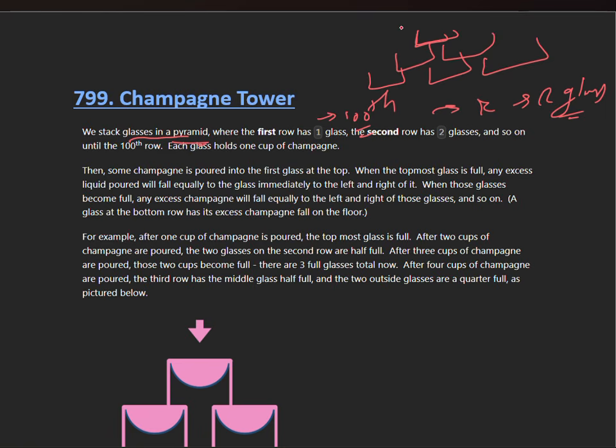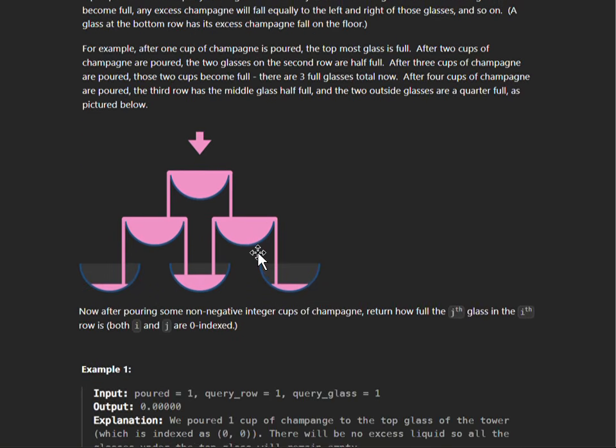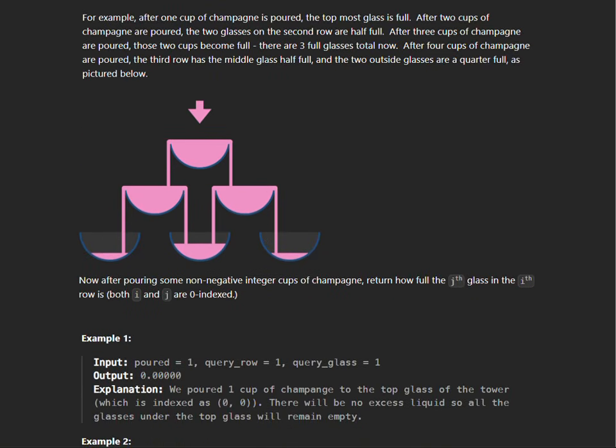Now, if we pour champagne on the top glass, and each glass has a capacity of 1, first it gets filled, and once it is completely filled, the champagne overflows to the left and right equally. And when these two get filled, the champagne is poured equally to the left and right again.